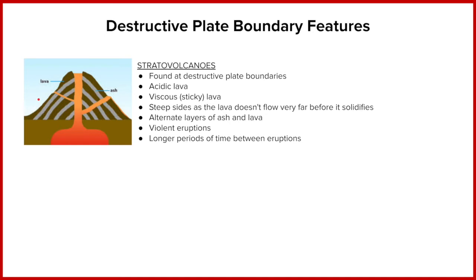However, this type of volcano does produce a lot of ash. So most of these layers are probably more to do with the ash than they are of the lava, but they alternate in terms of layers of ash and lava.